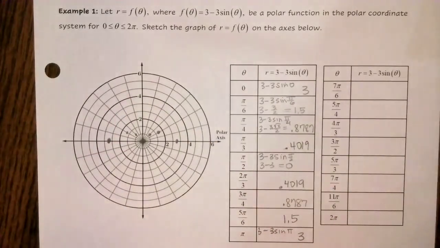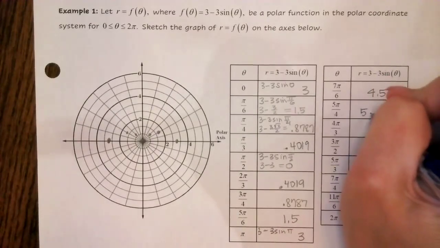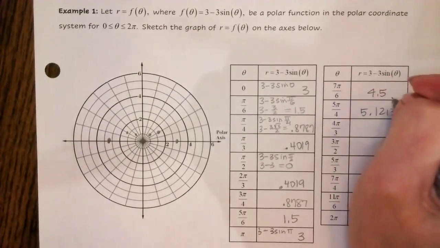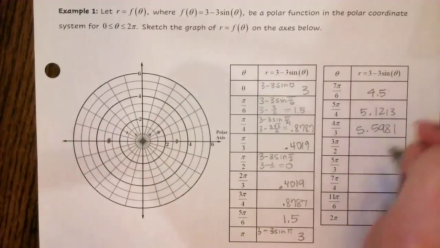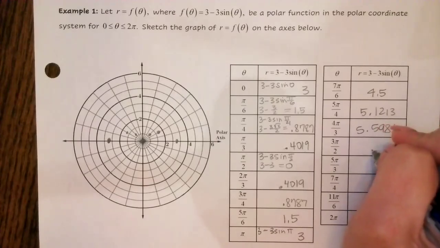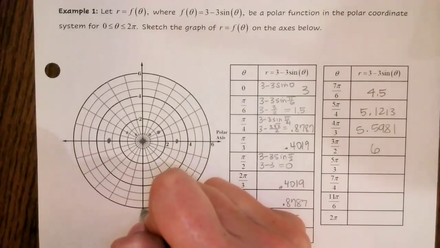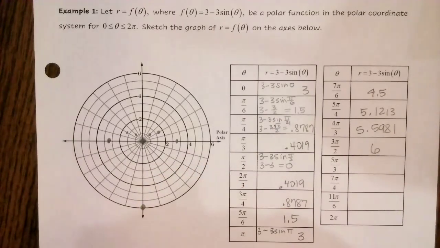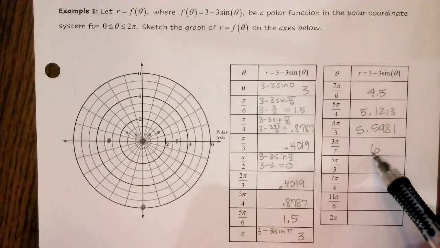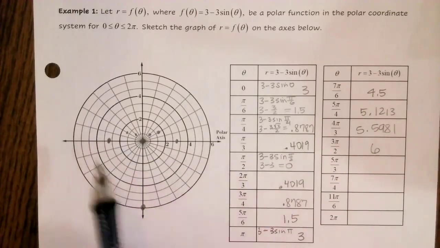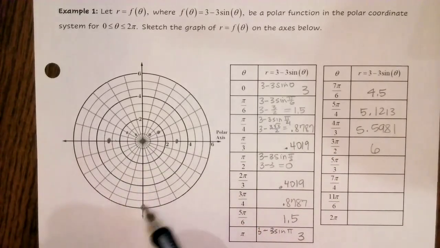And then I'm going to keep going with those values. This is 4.5, 5.1213, 5.5981, 3 pi over 2. That's another one of the ones that are easy. That one comes out to be 6. So at my 3 pi over 2, I am at 6 right here. Notice these values here are moving towards that 6. So we were at 3 here. It got a little bit bigger as it went, and then it gets to that 6.